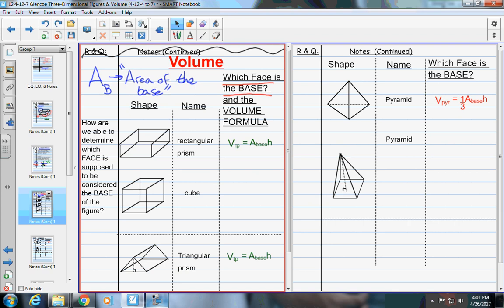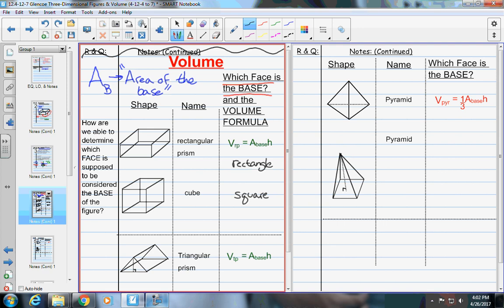So the rectangular prism is going to be a little easier. It's going to be a rectangle as its base. So on the rectangular prism, the base shape is a rectangle. And we are able to choose any of the rectangles of the 3 that are possible on this rectangular prism to act as our base. On a cube, the base shape will be a square.